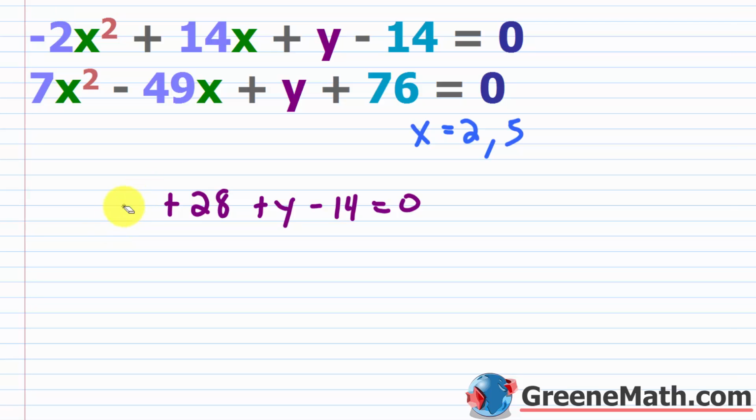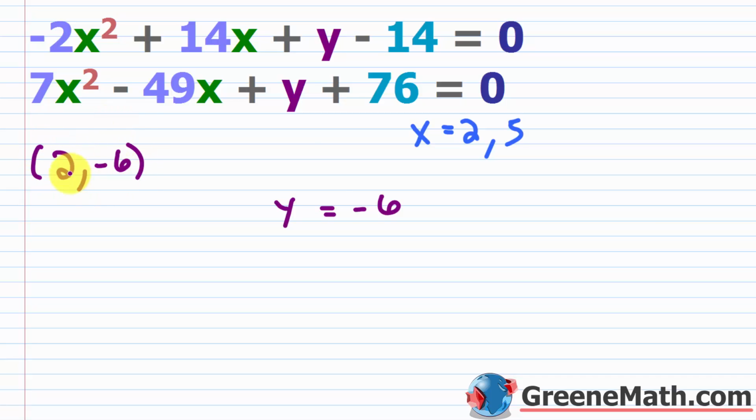Okay, so negative 8. And you might as well just say negative 8 plus 28 is 20. Okay, and then 20 minus 14 is 6. So let's just say at this point we have y plus 6 equals 0. Let's subtract 6 away from each side of the equation and say y is equal to negative 6. So if x is 2, y is negative 6. And again, you can check that in each equation and make sure it is true. Okay, so I've already checked it, so I know that 2 comma negative 6 is a solution.